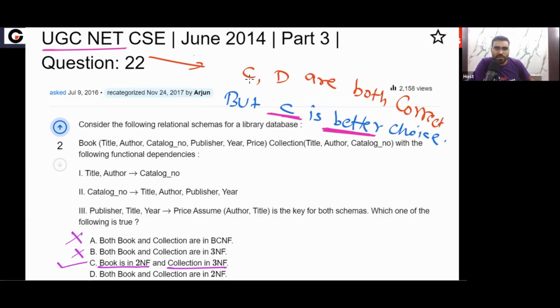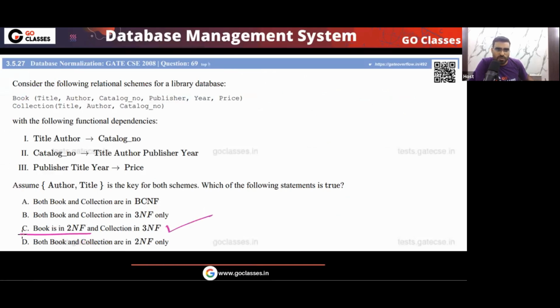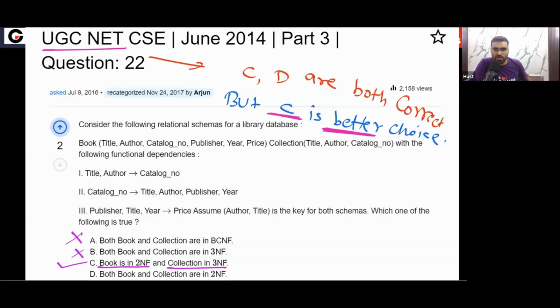But if you are attempting this question, then remember C is the better choice. But for this GATE exam question there is no ambiguity. For this GATE exam question the answer will be option C, and option D is wrong because of the word 'only'. Okay, so I hope you understood this.